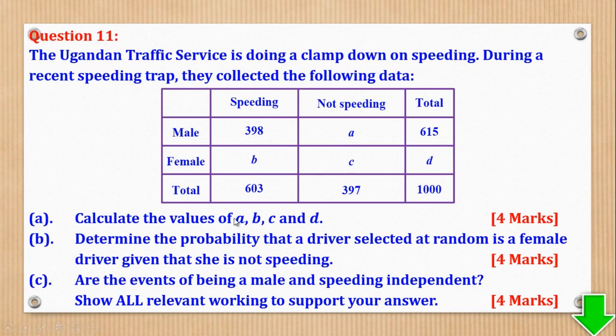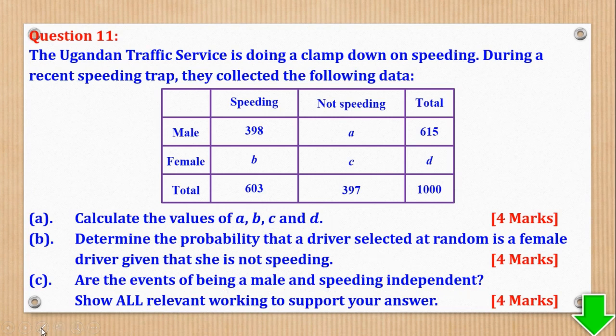So part A, capture the values of A, B, C, and D. And part B, determine the probability that a driver selected at random is a female driver given that she is not speeding. And part C, are the events of being male and speeding independent? Show all the relevant working to support your answer.